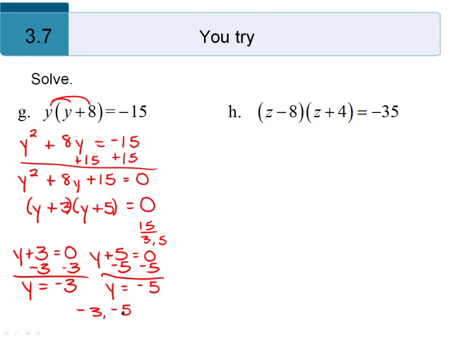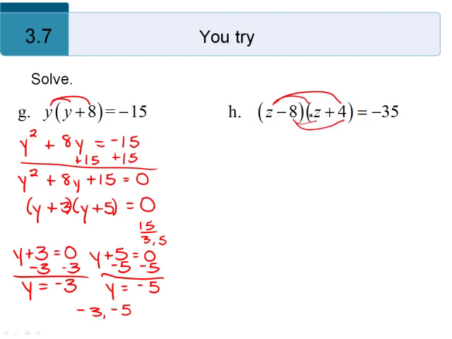Now, H is a beast, because we're going to have to move that negative 35. But we have to simplify the left-hand side first. And what does it look like? FOIL. Yeah, and that's what you have to do. Now, if it was equal to 0 instead of negative 35, we would just be setting those two terms equal to 0. Boom, quick, we're done. But because it's equal to negative 35, we're going to have to do FOIL through these parentheses first.